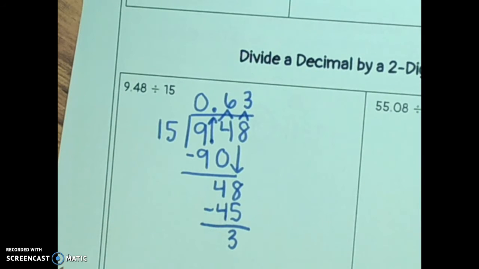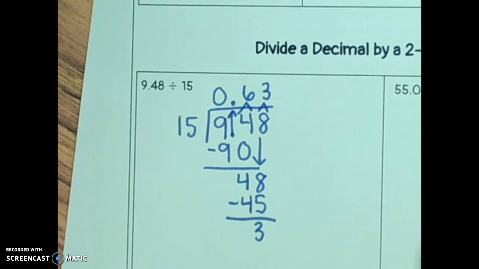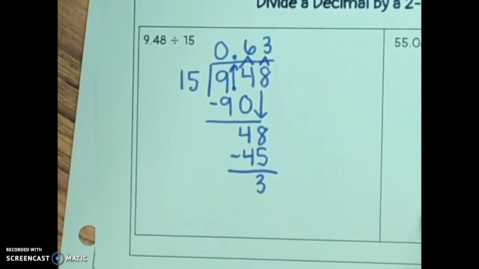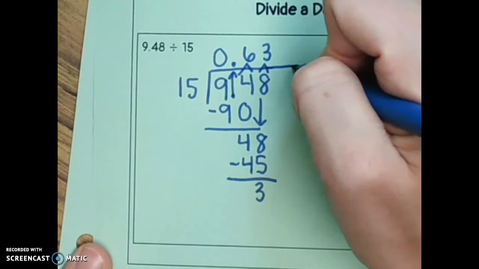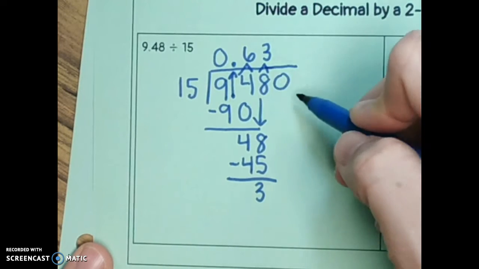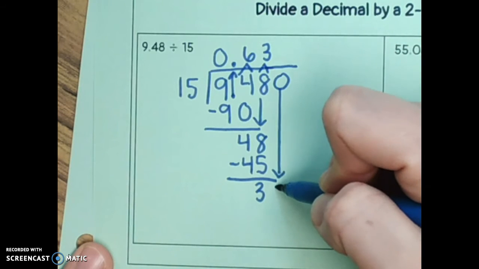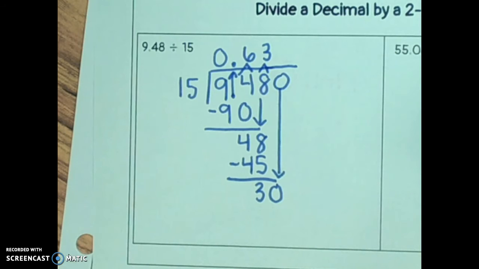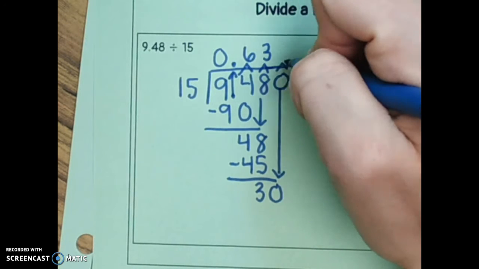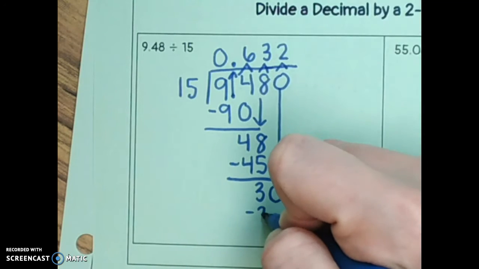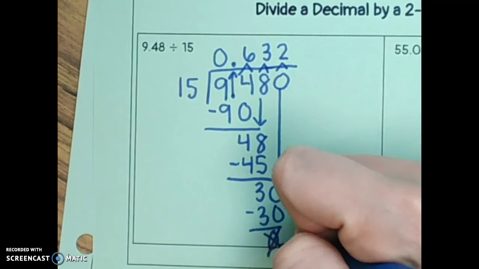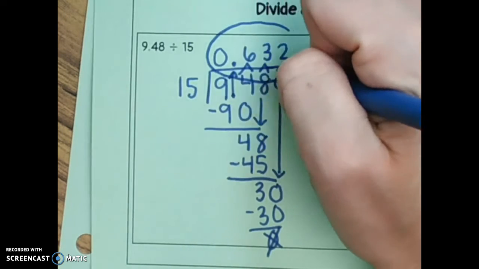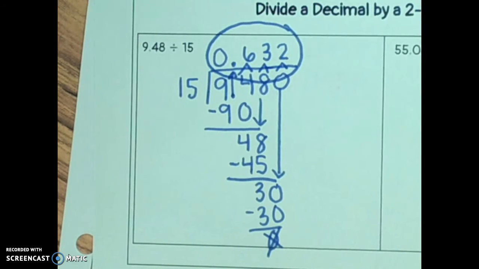Now, guys, we're in decimals. We can't do remainders anymore. No. We're going to annex a 0. Great word, Brooke. So we add a 0. Drop the 0 down. 30 and 15 can go into 30. 2 times. Great job. 30 minus 30 would equal 0. Good job, Sam. So here is your answer, 0.632.